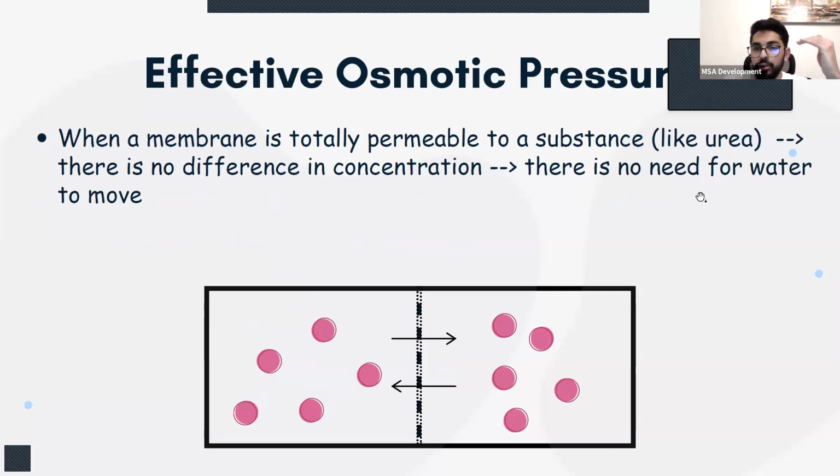What if this membrane allows the movement of the substance now? Such as urea. Urea can move freely across the cell membrane. And therefore, if you have a higher osmolarity here than here, it's just gonna jump to the other side and it's gonna balance things out.